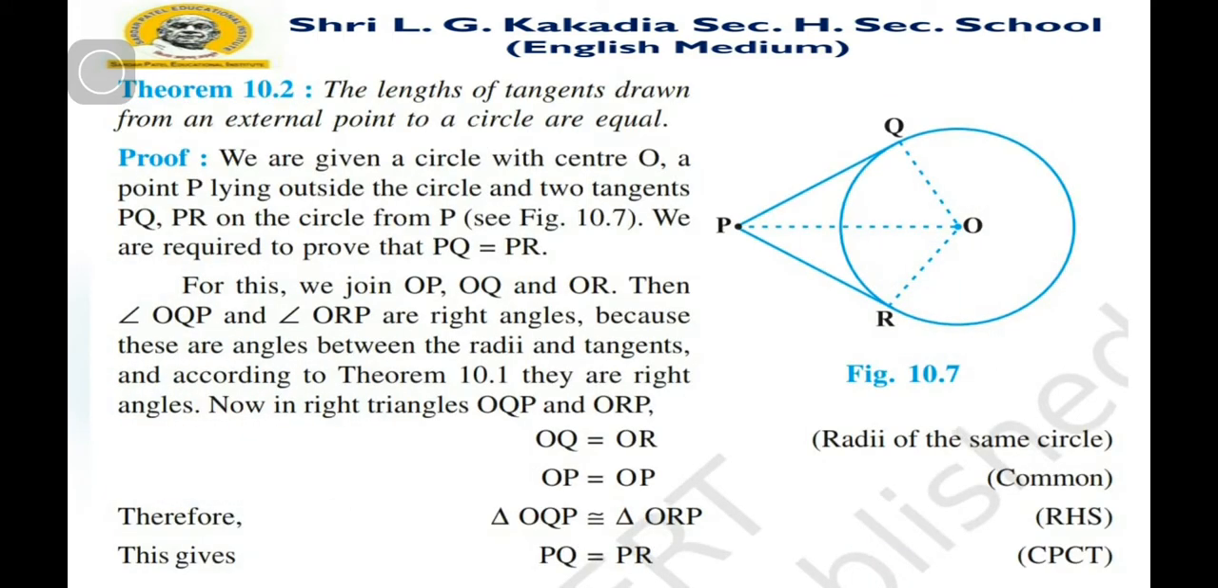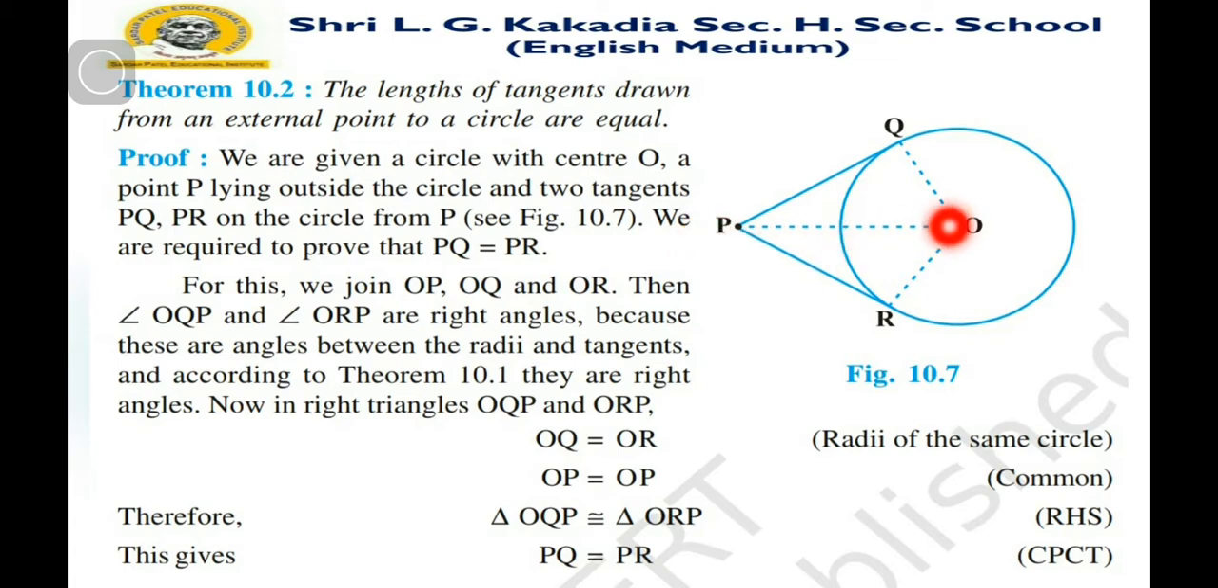Now let us prove Theorem 10.2: The lengths of tangents drawn from an external point to a circle are equal. We are going to prove that the lengths of the two tangents, PQ and PR, are equal. If we draw tangents from any outside point to a circle, then the lengths of these two tangents are equal.